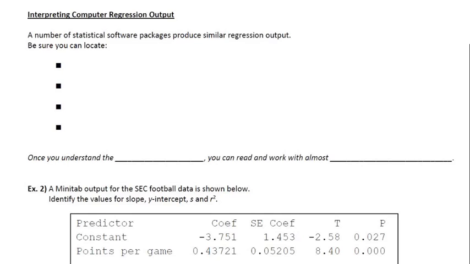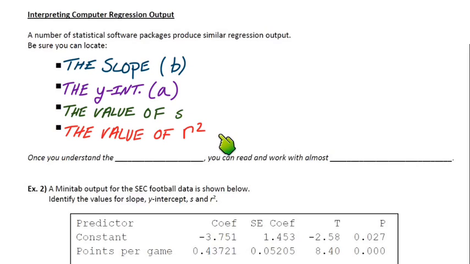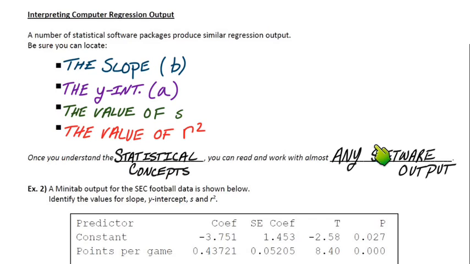It says a number of statistical software packages produce similar regression output. Be sure you can locate a few specific things, starting with the slope, the y-intercept, the value of S, remember that's the standard deviation of the residuals, and the value of R squared, our coefficient of determination as it's called. And then once you understand the statistical concepts, you can read and work with almost any software output. So that's encouraging.